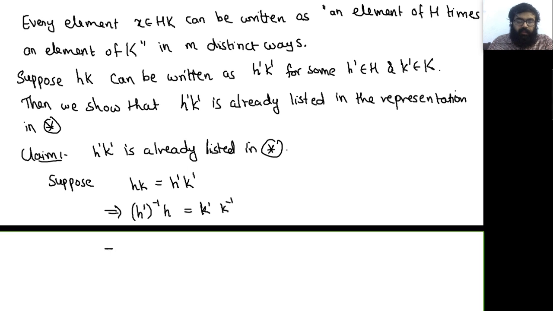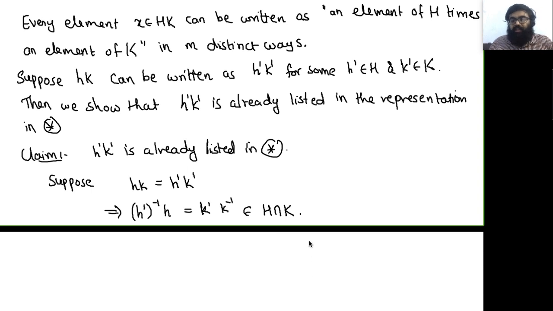Okay, so this implies, but what is this? This is an element of h intersection k. The reason is that the left hand side is an element of h and the right hand side is an element of k. h dash and h both are elements of h. k dash and k are elements of k. So h dash inverse h and k dash k inverse are elements of h intersection k because they are both the same. Left hand side is an element of h, right hand side is an element of k. So this is an element of h intersection k.